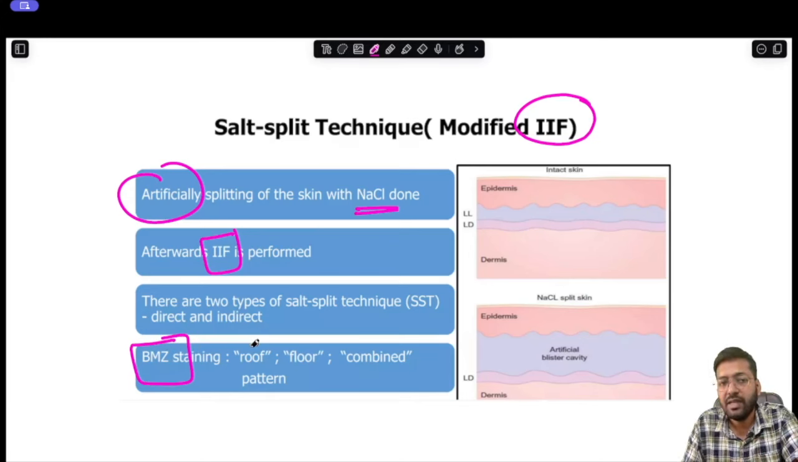Either the separation will be there at the level of the roof in certain disorders, or separation will be there at the level of the floor in certain disorders, and sometimes you have a combined pattern. So depending on what pattern you see, you can diagnose the condition.